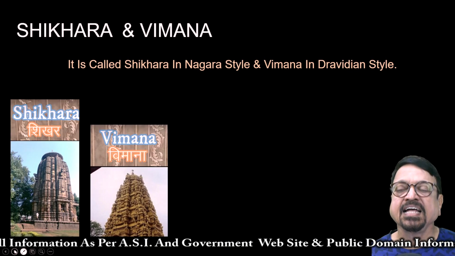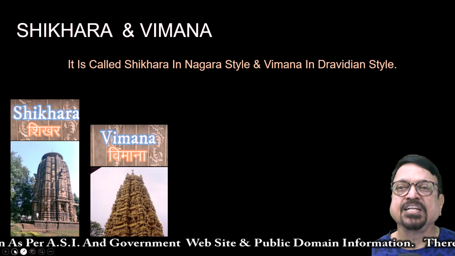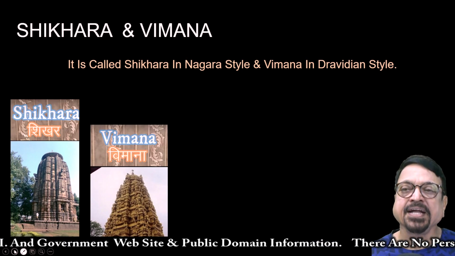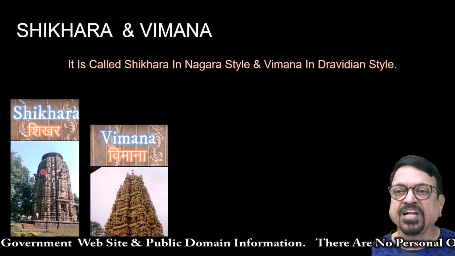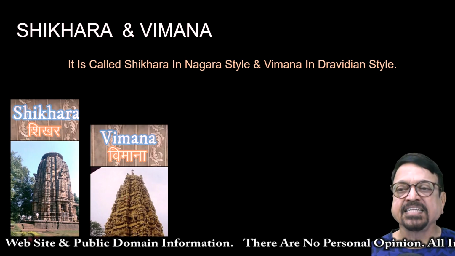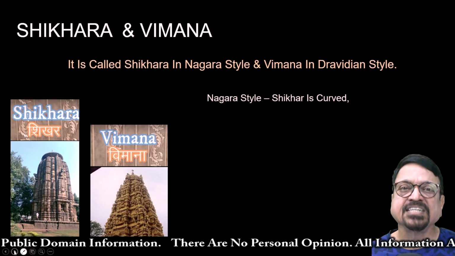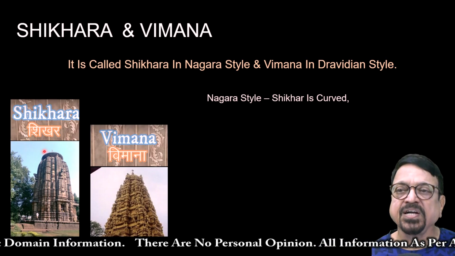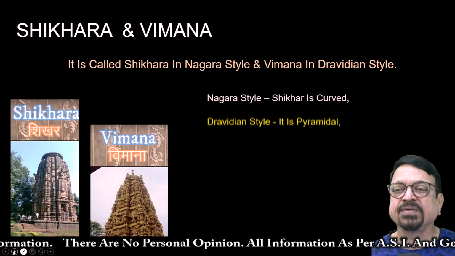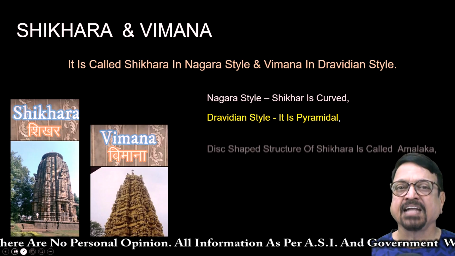Now let's see in more detail what is the difference between shikhara and vimana. It is called shikhara in Nagara and vimana in Dravidian. This side is the shikhara, that is Nagara, and this side is the vimana, that is the Dravidian style, South Indian. Now the Nagara style shikhara is curved. You can see the curves here. These are the curves you are seeing. And then you can also see a stepped or pyramidal shape in Dravidian style.